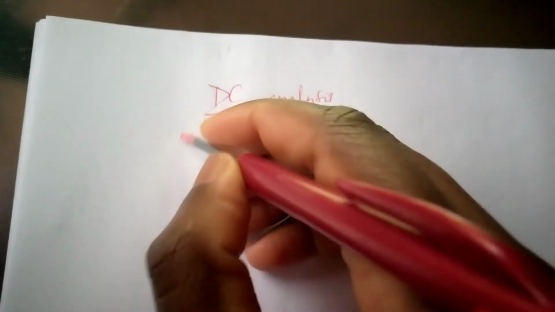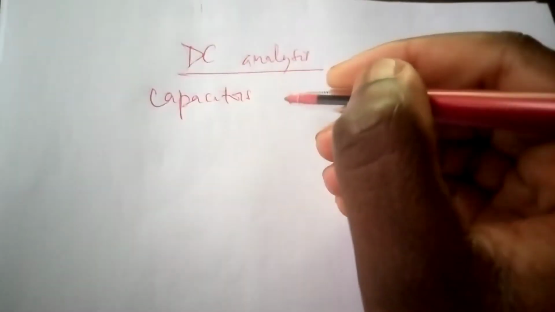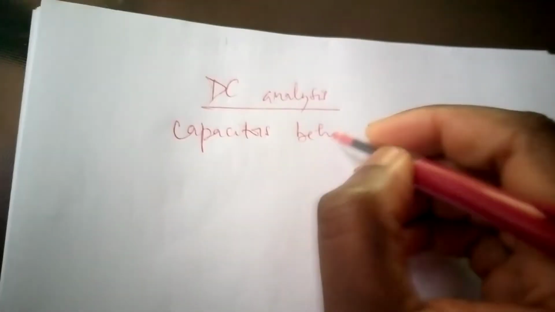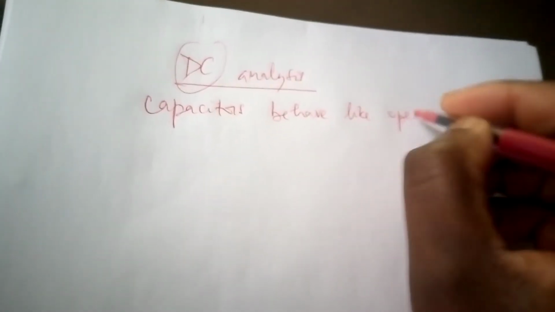As the use of BJT as an amplifier or in active region, we start by reminding again the DC analysis. Some rules about the DC analysis. When it comes to the DC analysis, it's important to know that capacitors in the circuit behave in DC analysis like open circuit.